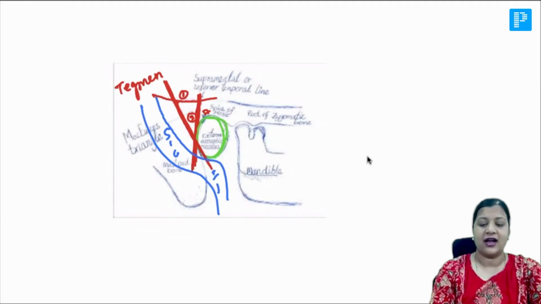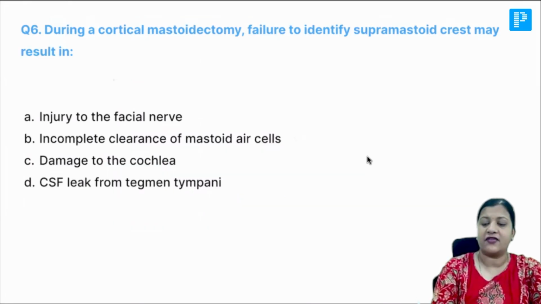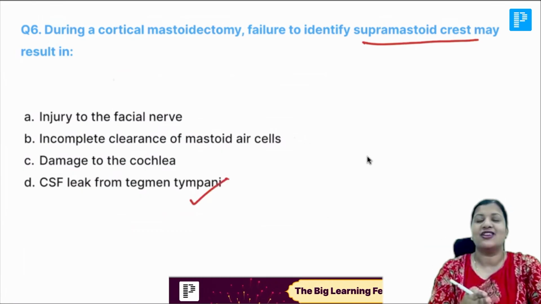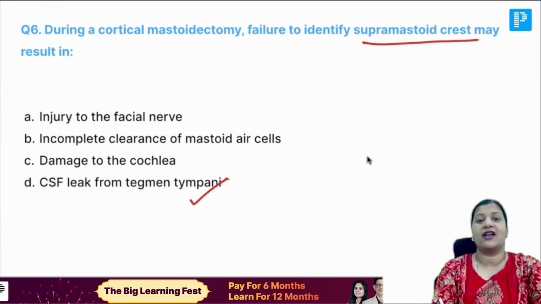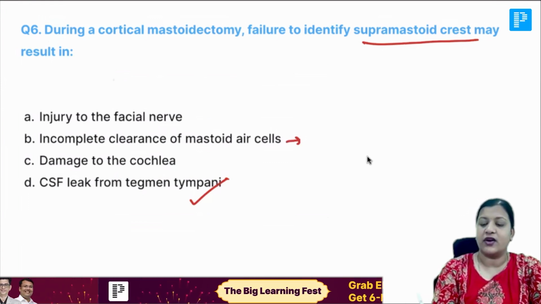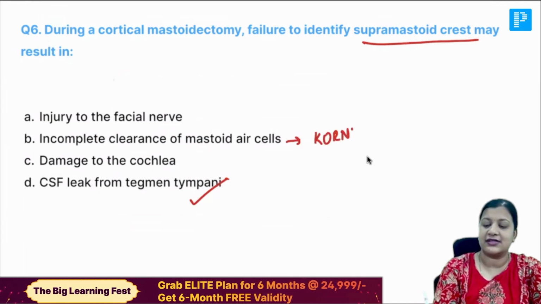So we know that the answer for not identifying the supramastoid crest will result in a CSF leak. If they had given the same question with an imaginary line from the posterior wall of the external auditory canal, then your answer would be facial nerve. And incomplete clearance of mastoid air cells happens in Korner's septum.